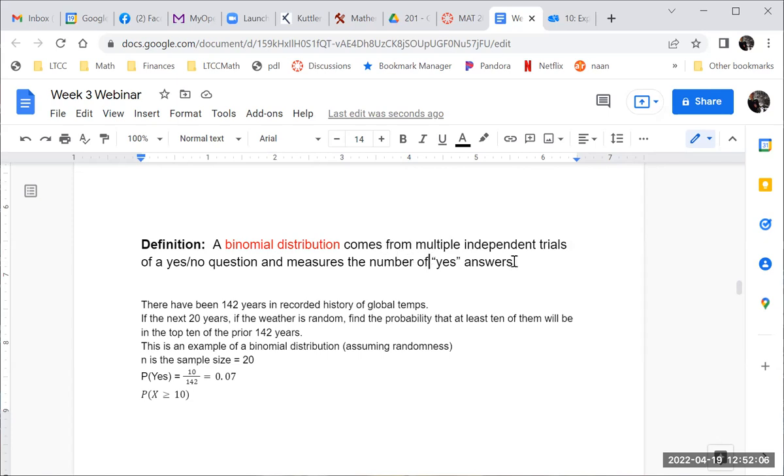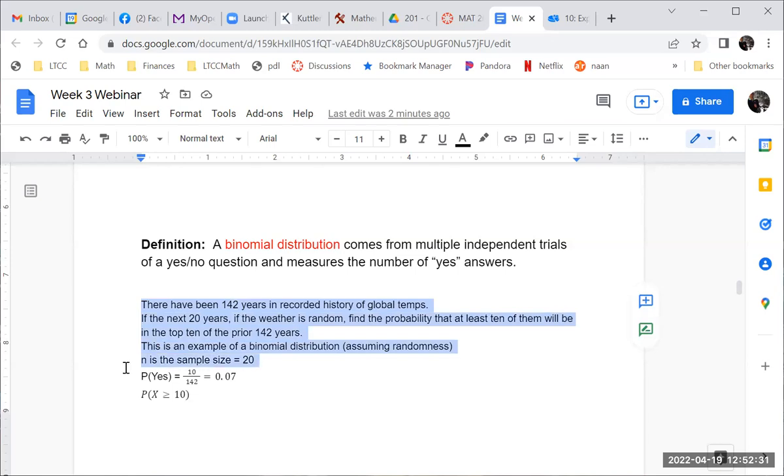Okay, so binomial comes from that. It happens in many, many cases. Anytime you do a survey where it's a yes/no question or only two possible outcomes, then that's going to be binomial, because you're interested in the proportion or the number, and the related proportion and number, of yes answers. So here's an example.